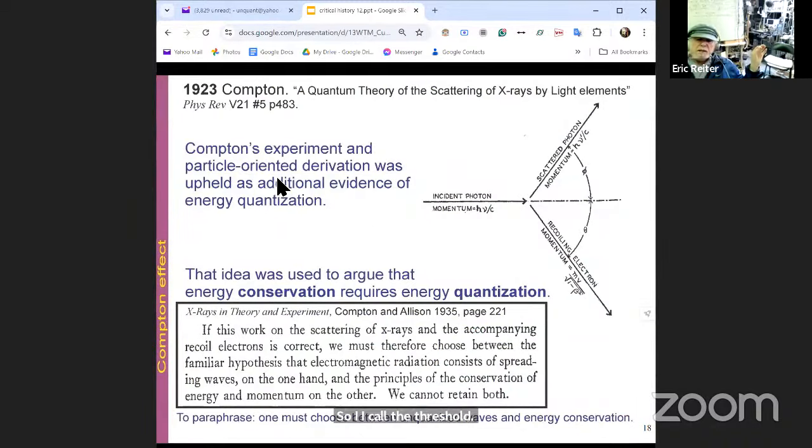So in the meanwhile, there's the Compton effect that had the particle model used as the derivation of the equation for this effect. And it seemed to work really nicely. Also, Debye developed this particle derivation. So people use it as evidence that energy conservation needed to be seen in terms of quantization itself. And I show some of that argument.